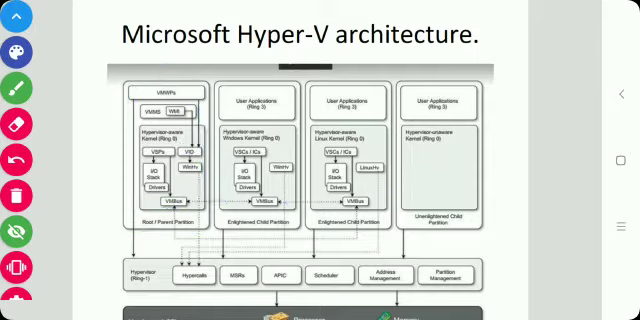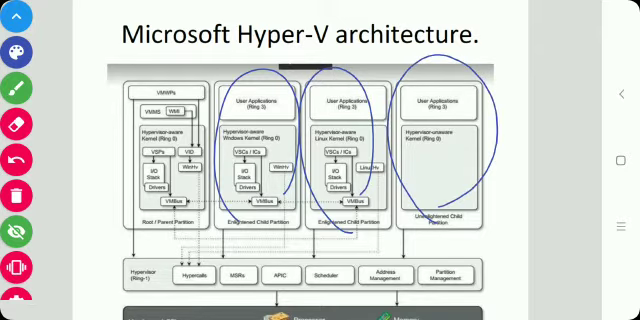Next is the child partition. These are the child partitions. The child partitions are used to host the guest operating system, and they do not have access to the underlying hardware, but their interaction with it is controlled by either the parent partition or by the hypervisor itself. Child partitions are used to execute the guest operating system. These are isolated environments that allow secure and controlled execution of the guest.